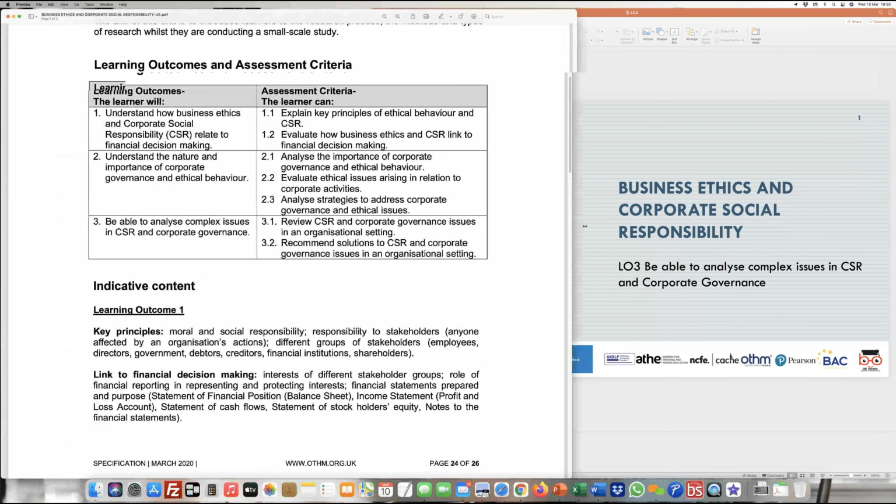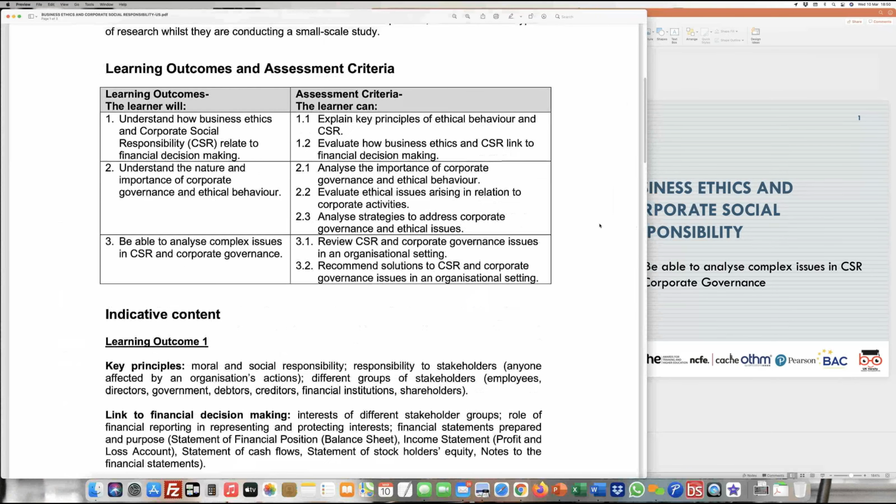Okay, so today's session, we are looking at covering learning outcome 3, which is basically "be able to." So in "be able to," we have to practically show that we are able to understand something, and show the application of the concept that we have learned.